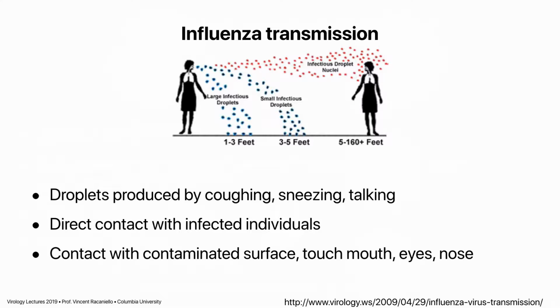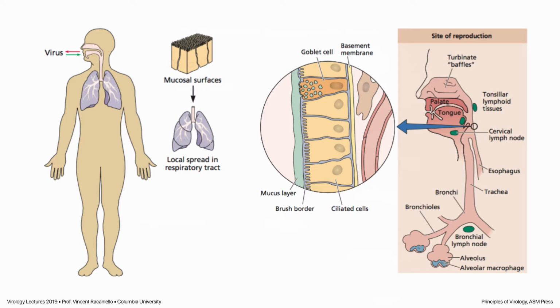And some surfaces have a lot of traffic, like doorknobs. People touch them with hands that they've had in their face, and so they can transmit viruses that way. But certainly respiratory aerosols are a big part of it. The virus is inhaled in those aerosols.